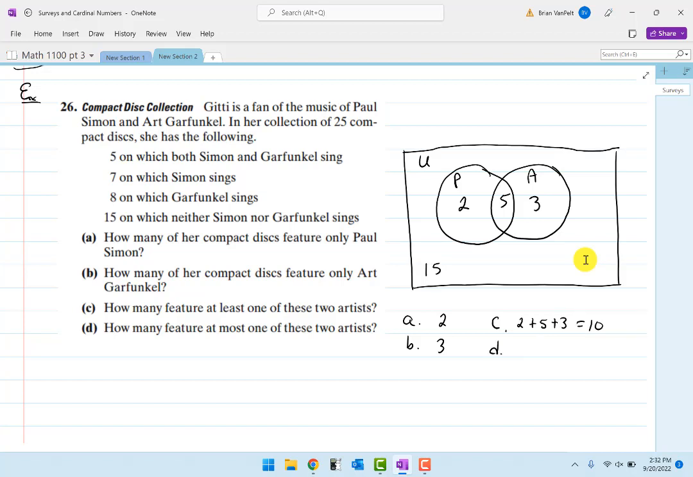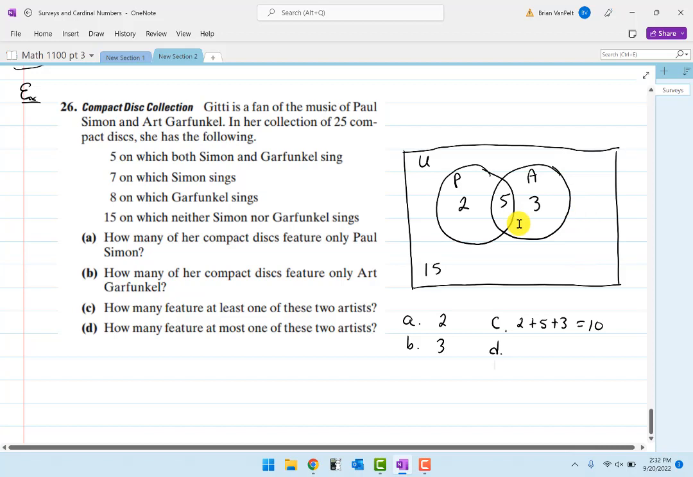And then D, how many feature at most one of these artists? So that would be 1 or 0. At most means less than or equal to. So 0 would be 15 plus 2 plus 3 for a total of 20.